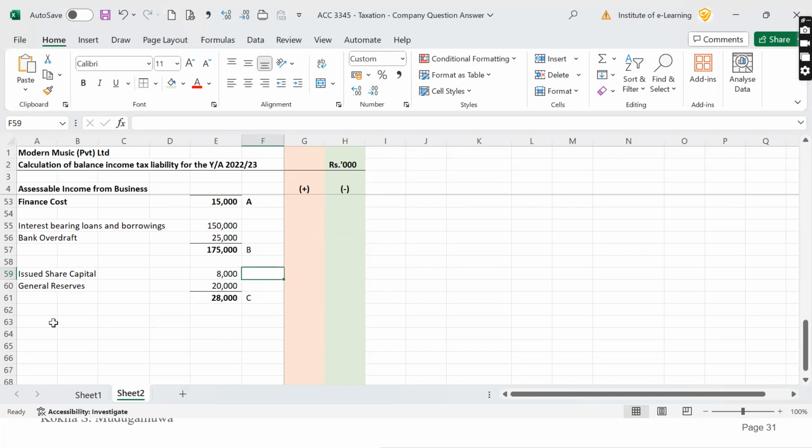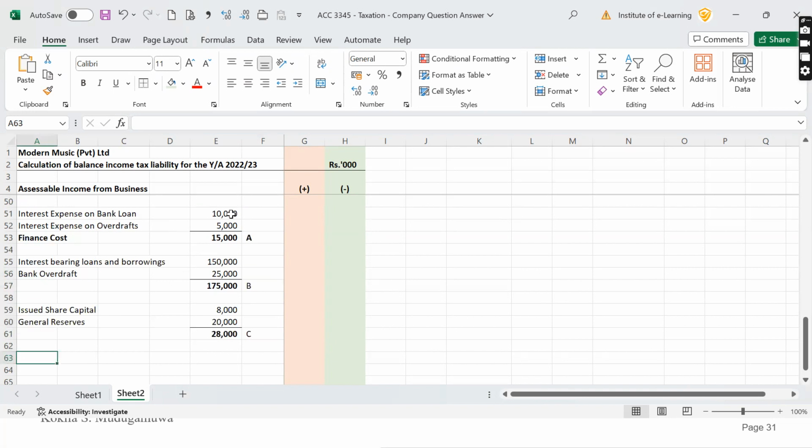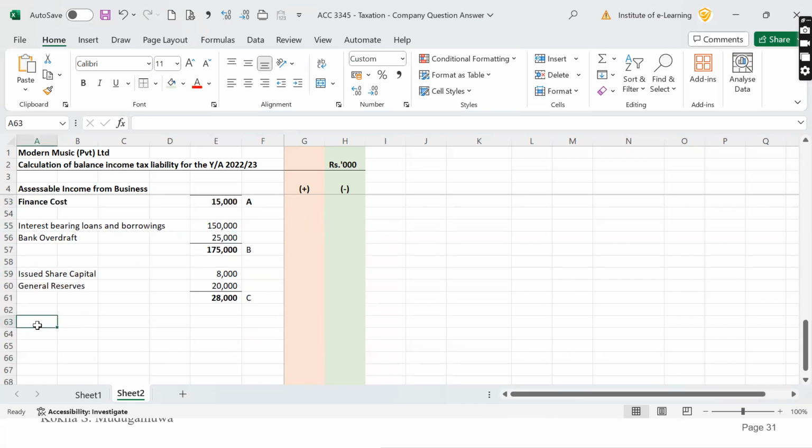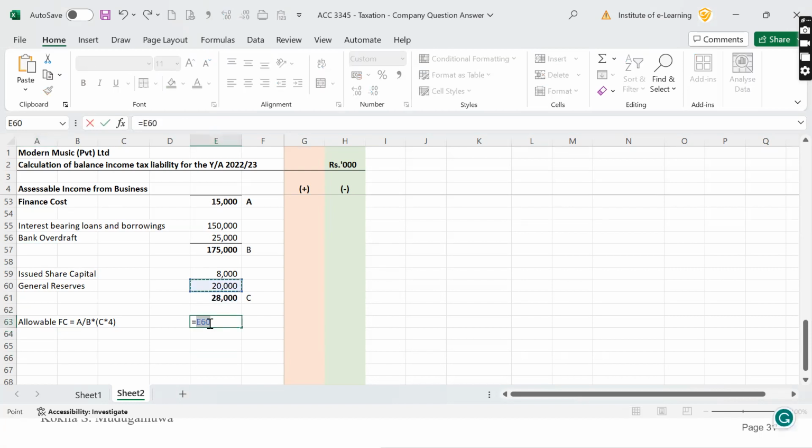Then allowable finance cost, how to calculate? This is the total finance cost, how much is allowed? Allowable finance cost equals A divided by B, multiplied by C into 4 times.